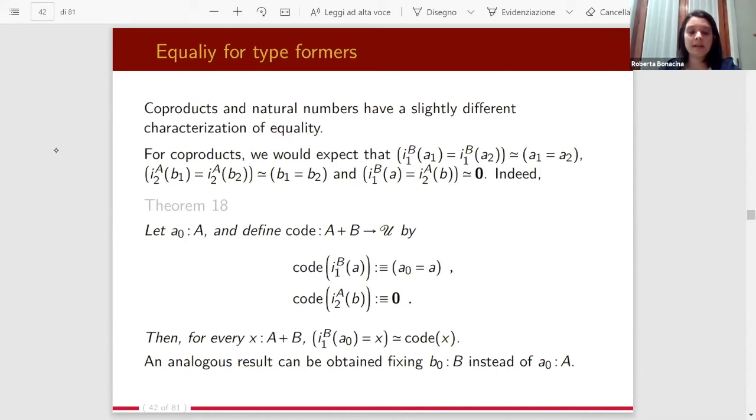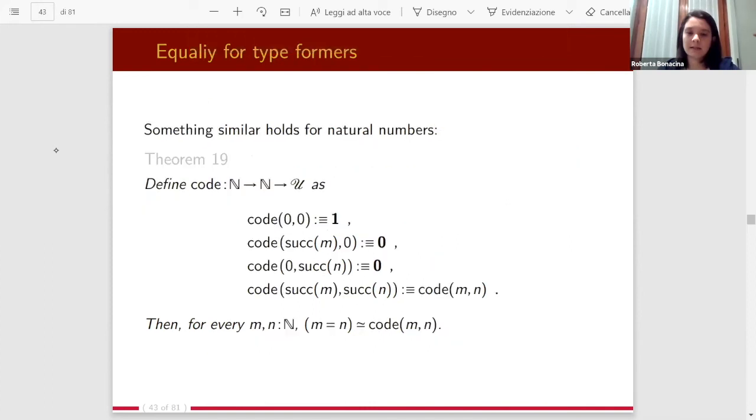What can be proved is that for every X of type A plus B, the equality type of the first inclusion of A0 equal X is congruent to the code of X. And we can obtain an analogous result, of course, fixing B0 of type B instead of A0 of type A. The result is quite similar to what we expected, and is also similar to what can be obtained for natural numbers.